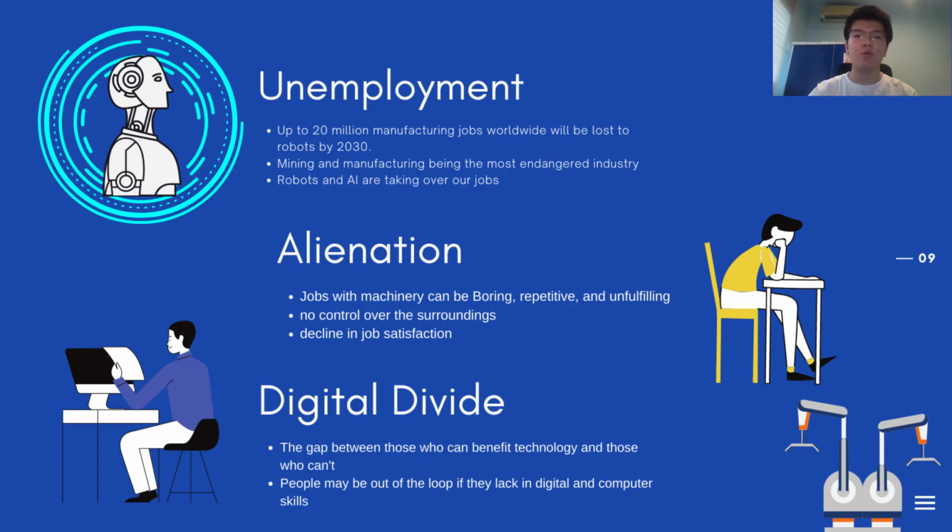First of all, we have unemployment. Since robots and AI are taking over our jobs to make them more efficient and easier for us, many people are being laid off. According to Oxford Economics, up to 20 million manufacturing jobs worldwide will be lost to robots by 2030. The industries most endangered by this issue are mining and manufacturing.